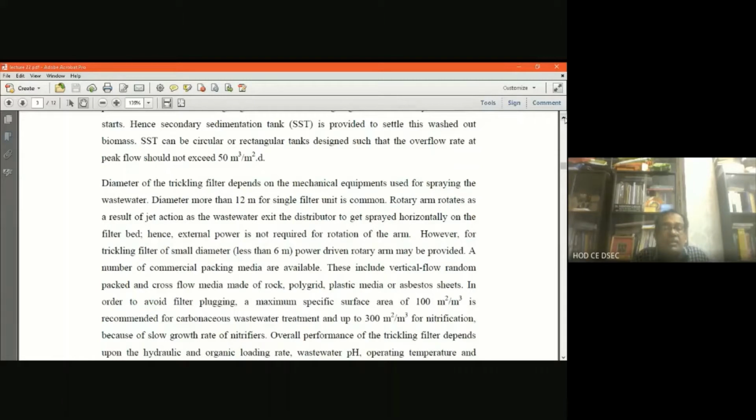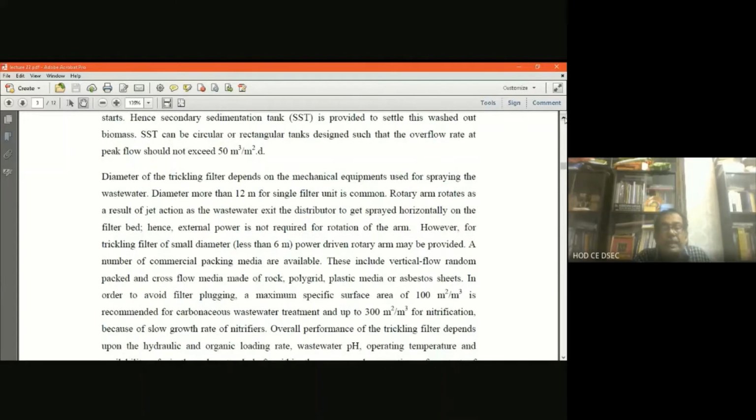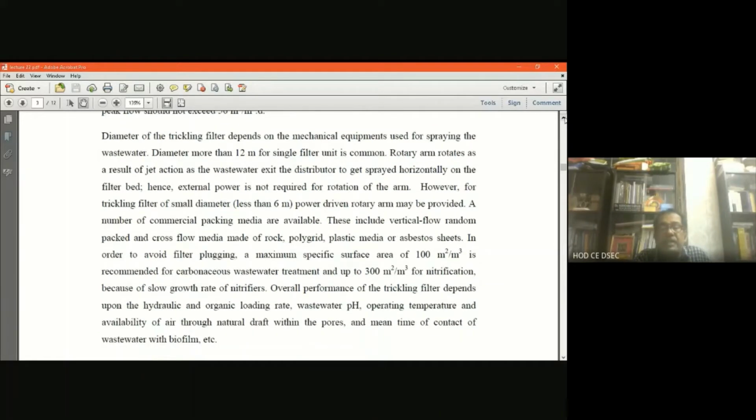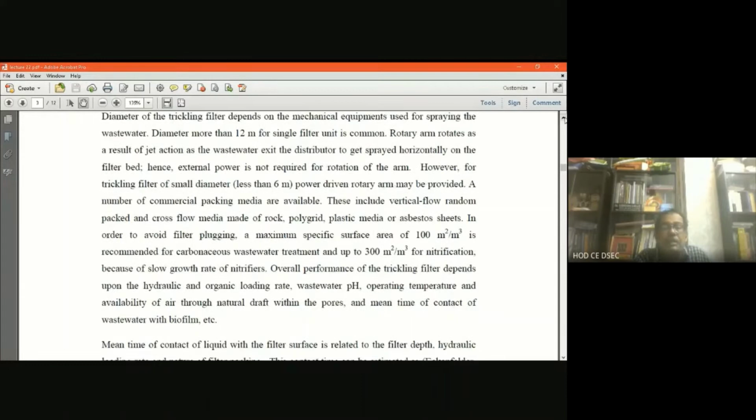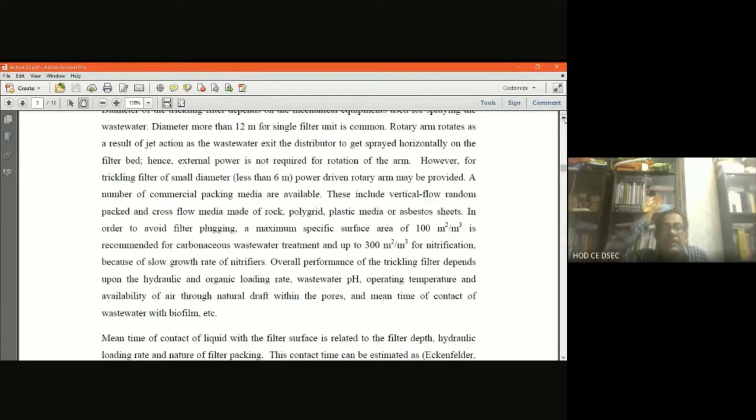Now, a number of commercial packing media are available, as I have described to you, and plastic media is very popular. Then media made of rock, polygrit, and asbestos sheet are also popularly used. The maximum specific surface area of 100 meter square per meter cube is recommended for carbonaceous wastewater treatment, and up to 30 meter square per meter cube for nitrification because of the slow growth rate of nitrifiers.